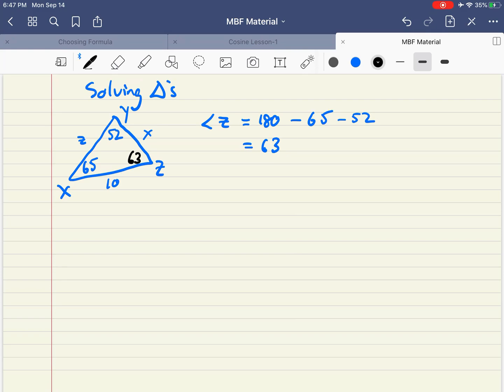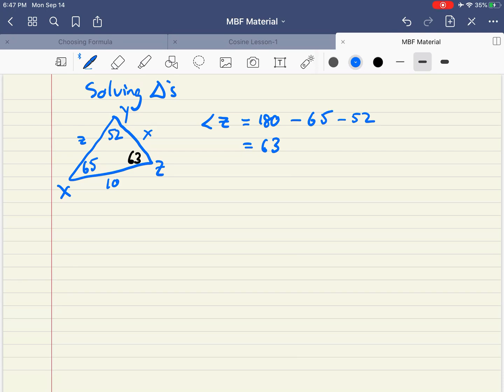Now, the next part, I have to decide what type of triangle this is and what formulas I can use. There's a couple things I can do with triangles. I can do what's called SOH CAH TOA, which is my primary trig ratios. That's sine, cosine, and tan. I can only use that in a right angle triangle, a triangle that has a 90 degrees. So this triangle does not have a 90, so I cannot use SOH CAH TOA.